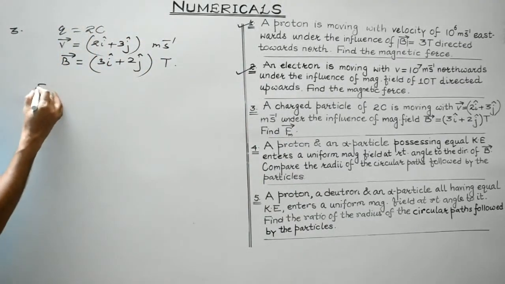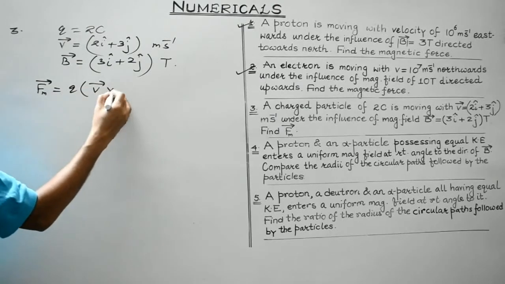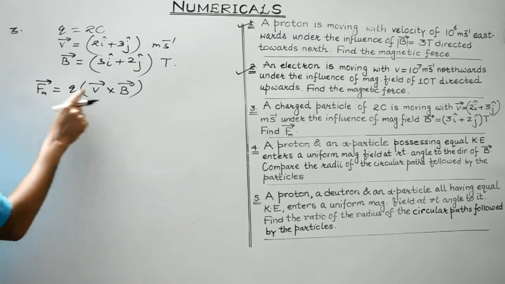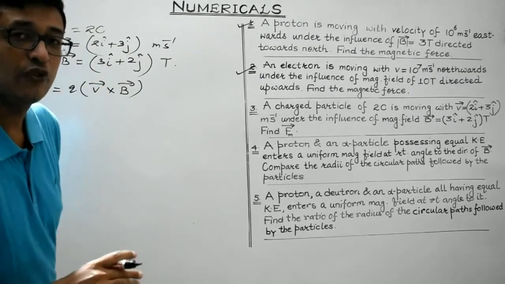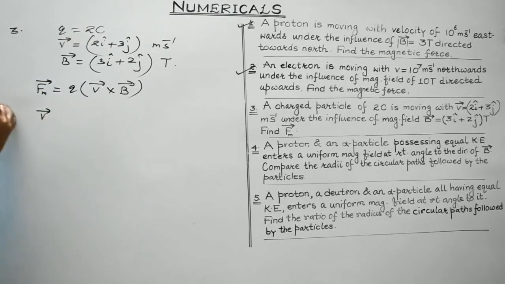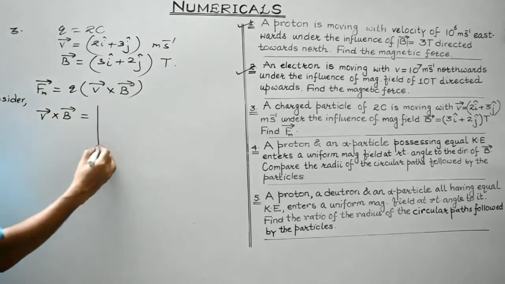So students, this is the formula. Fm is equal to q v vector cross B vector. This being a positive charge, it will be directed along the direction of v vector cross B vector. This is the cross product. So first consider the cross product. Right? Let's find out its value.